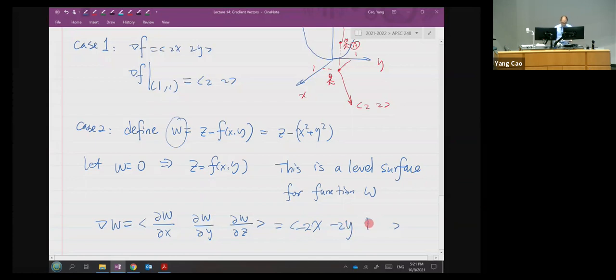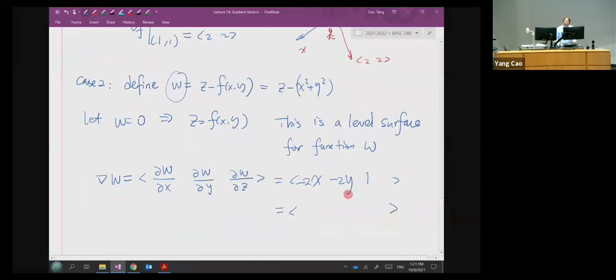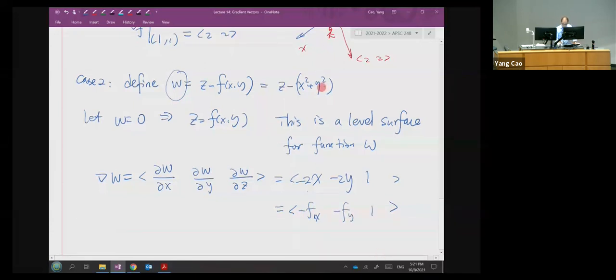Good. Basically, the first two terms are negative fx and negative fy, and then 1, because this part is the function f. You get the 2x by calculating partial f over partial x, and you get the 2y from partial f over partial y. Okay, so that's your del w. So what's the usage of this one? This is what I'm going to emphasize here.